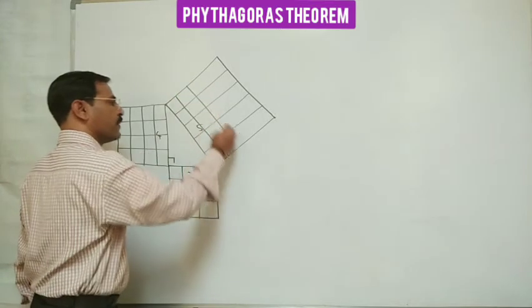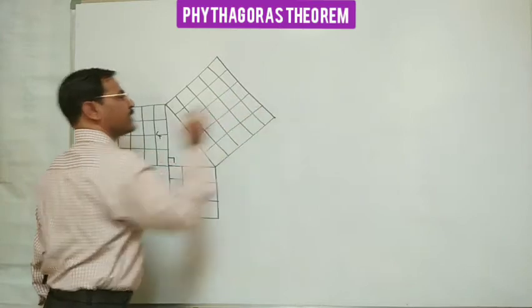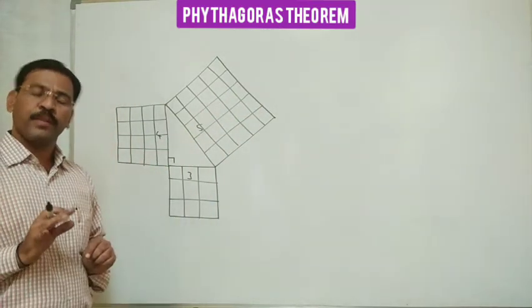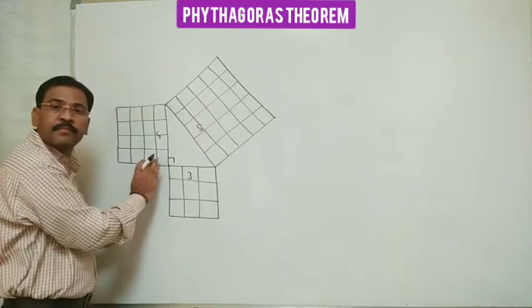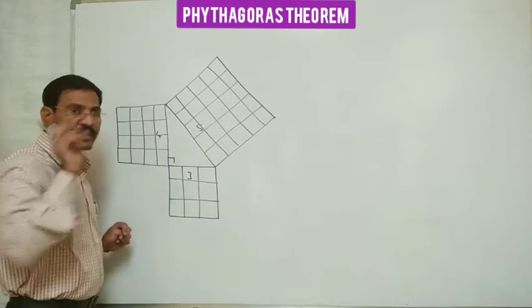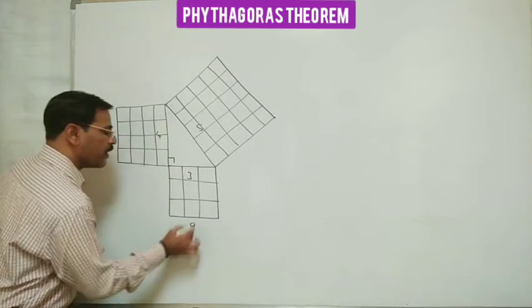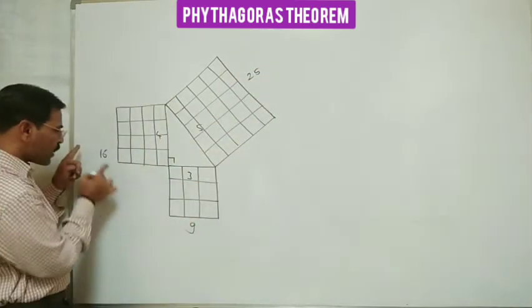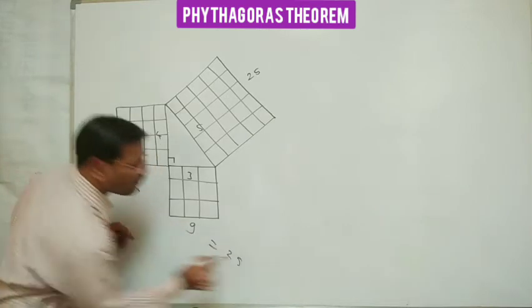Just try to observe here. Now tell me here, how many squares are there? 25. Just try to look here. It is very important. What is area of this one? 16. What is area of this one? 9. What is area of this one? 25. Just observe here, 16 plus 9 is equal to 25.